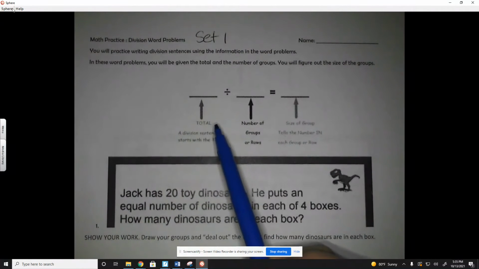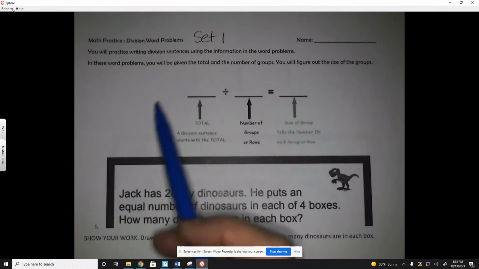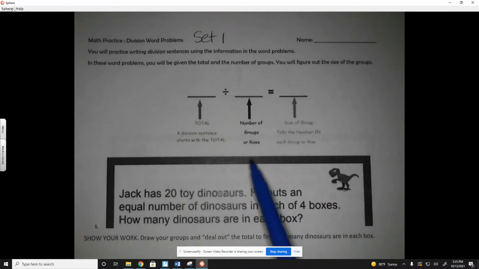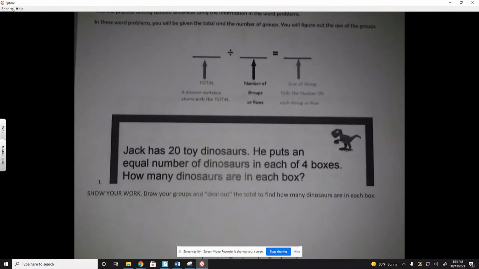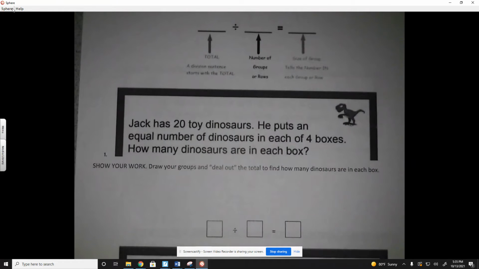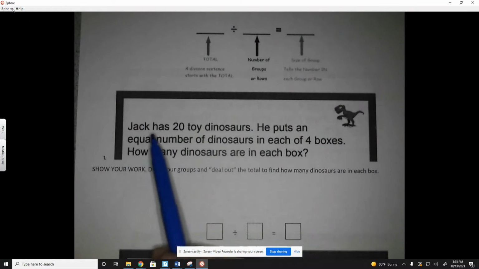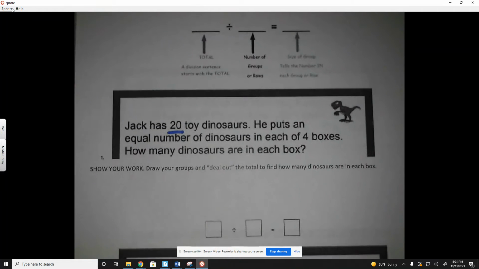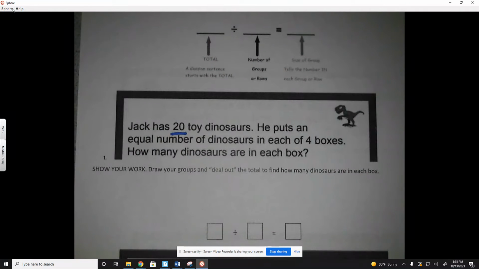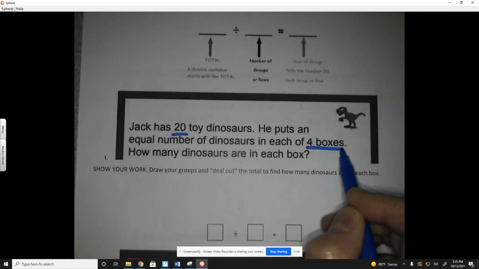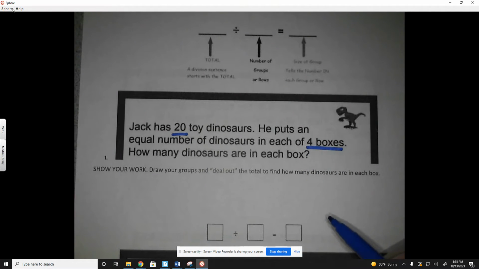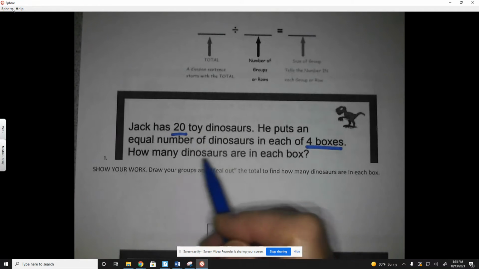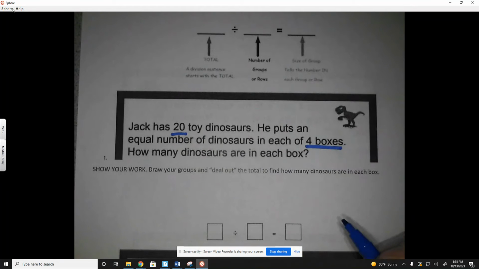And this is what we just looked at. You can refer to that, that's why I put this at the top of the page, to help you know how to write the division sentence at the end. Jack has 20 toy dinosaurs, so that's my total. He puts an equal number of dinosaurs in each of 4 boxes, so that's my number of groups. Then we have to figure out how many dinosaurs are in each box.